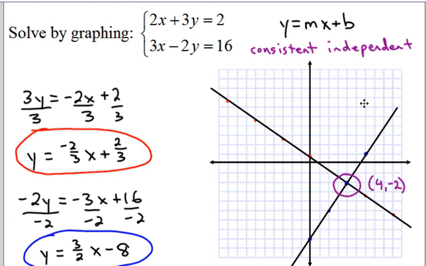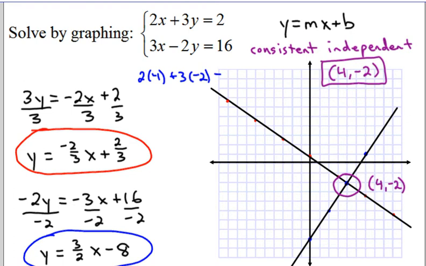Now I'm saying the solution is 4, -2. I want to check that. So what I'm going to do is go back to the original two equations. I'm going to put 4 in for x and -2 for y. Okay, so in the first one, I'd have 2 times x, which I'm saying is 4, plus 3 times y, which I'm saying is -2. Let's see what that equals. Well, that's going to be 8 minus 6. Sure enough, that's 2.